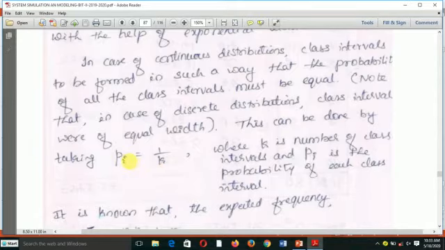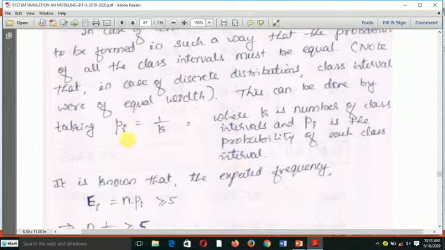So what does it mean? k is the number of class intervals. If we have 10 intervals, k will be equal to 10, and pi is the probability of each class interval. It means that is the probability that each class interval may occur.